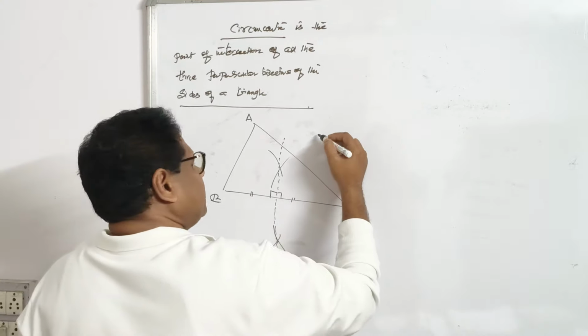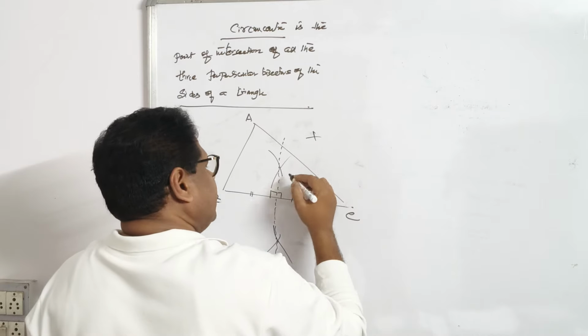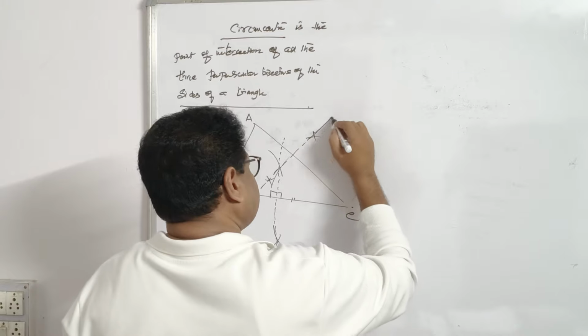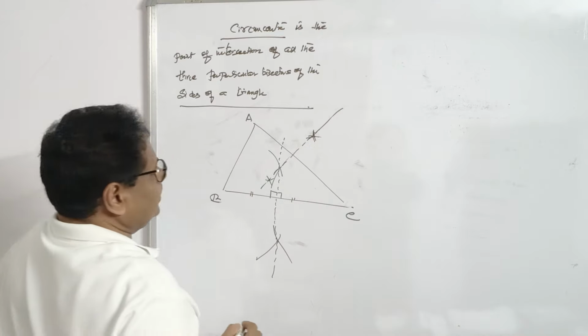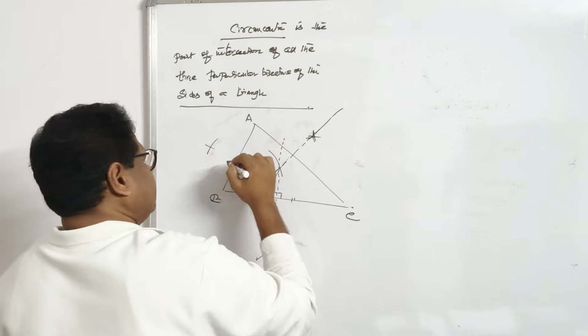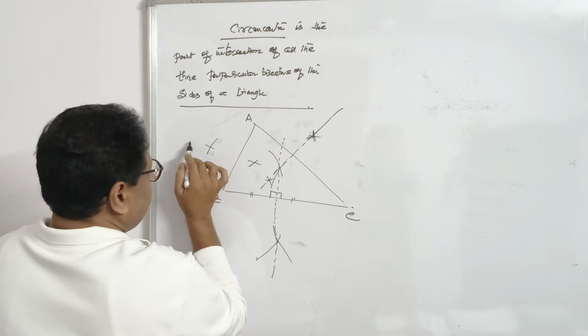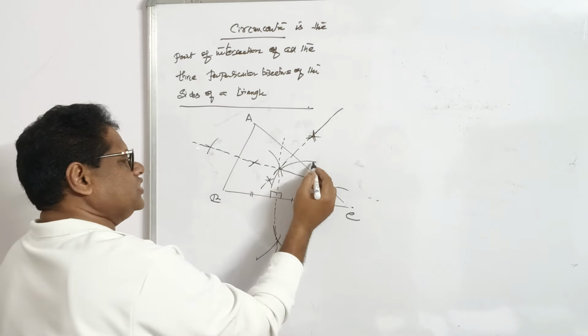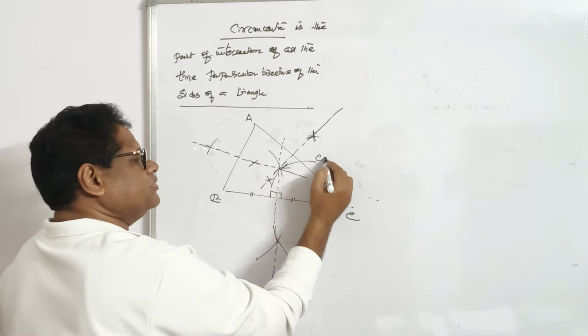Now try another bisector. Suppose you have bisected AC in the same way. Draw the right bisector of AC like this. Similarly, if you draw the right bisector of AB, even this passes through the same point. So this point is called the circumcenter.